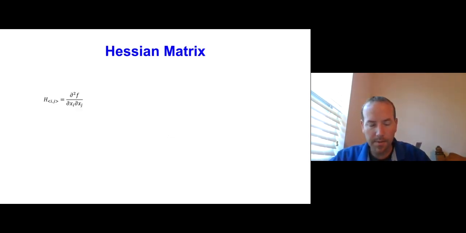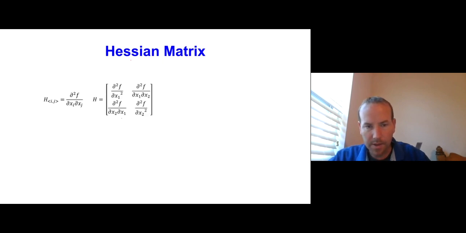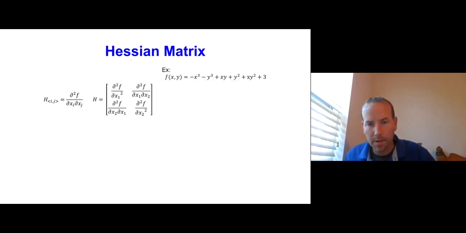Okay, so the next type of operation we need to be able to deal with is the Hessian matrix. The Hessian matrix is basically taking two partial derivatives with respect to those independent variables. And so we'll take a look at how that works. The Hessian matrix is operating on a single function with two independent variables, x1 and x2. To help us understand how that works, we've got a simple function here on the right hand side.